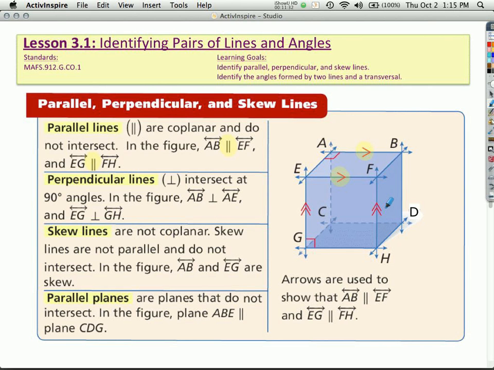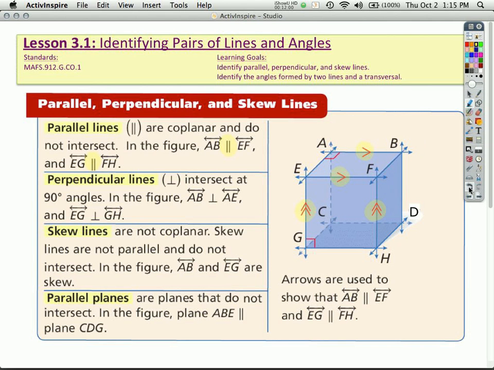If you have a picture that has more than one set of parallel lines, you have to use double arrows and maybe even triple arrows to indicate other sets of parallel lines. So that's one set. Here is another set of parallel lines, here and here. That's a double arrow on both of them. That way you know that this one is parallel to this one, and this one is parallel to that one. Any questions about the symbols for parallel?